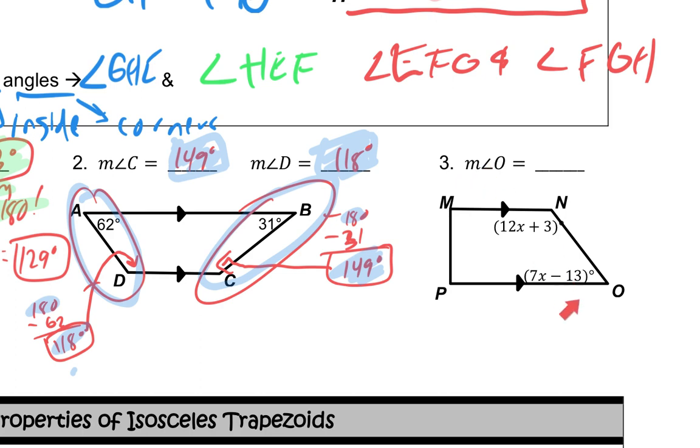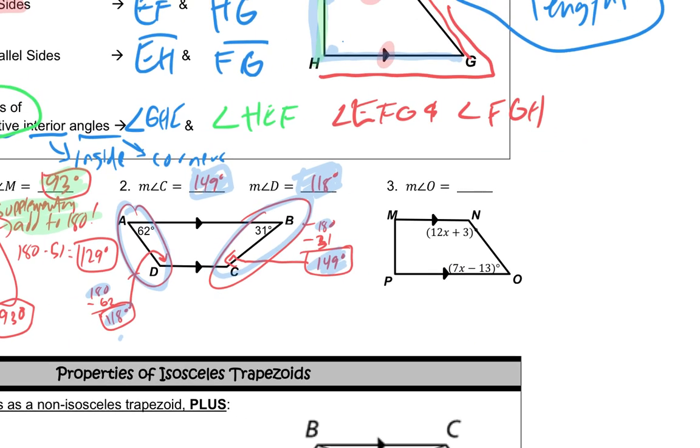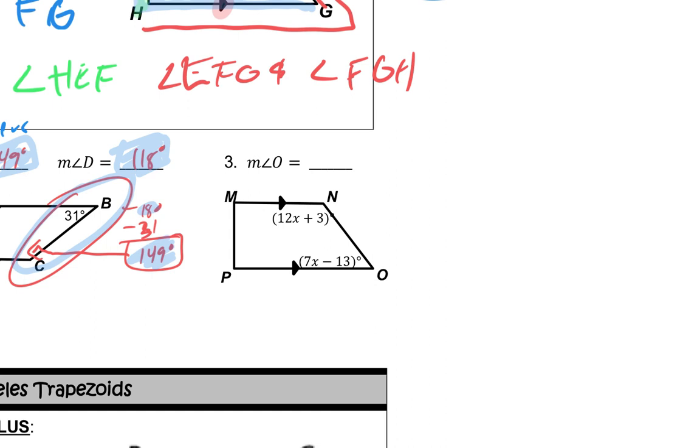So if they're asking for angle O, one thing we know is we don't know what this whole value is until we have x. So how can we find out x? Just like we've been practicing before, we need to come up with an equation that makes sense. We need an equal sign, and we know that equals 180. So we would say 12x plus 3, plus 7x minus 13, equals 180. That's a true statement.